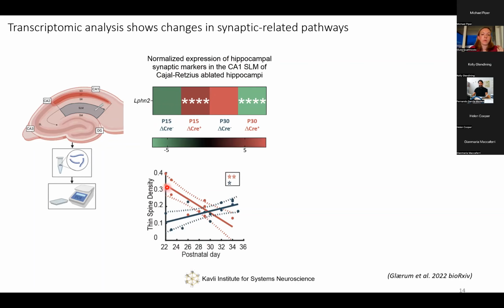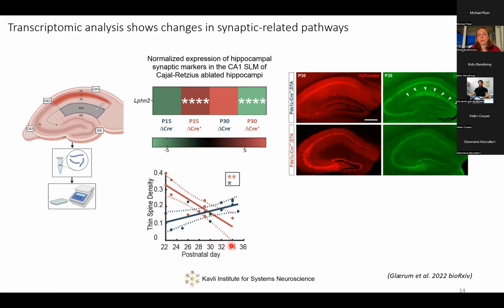we observe. We have more thin spines in early stages of development, of postnatal development, but then we have less spines at the end. So really, it seems that these changes in the expression of Lactofeeling could support or really be correlated with the changes in the spines that we see.